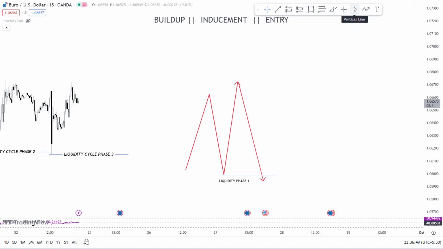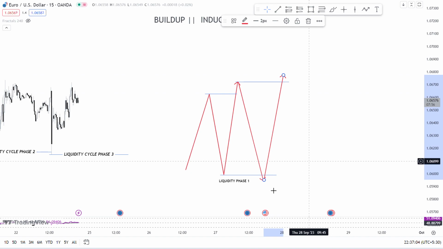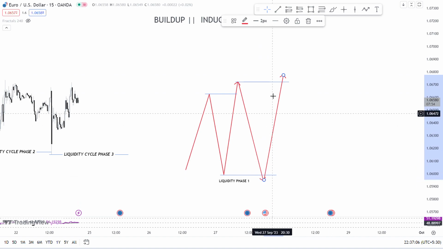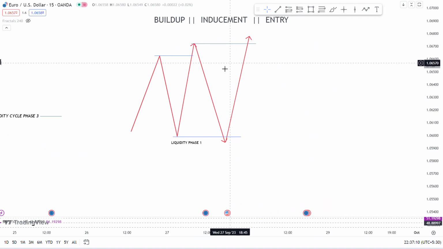So this will be the liquidity phase 1 for the highs. This will be the liquidity phase 2. Same thing as the down. If you see here, now the liquidity phase 1 got taken out, that's why the market reversed. Again, here if you observe, liquidity phase 2 has been taken out.